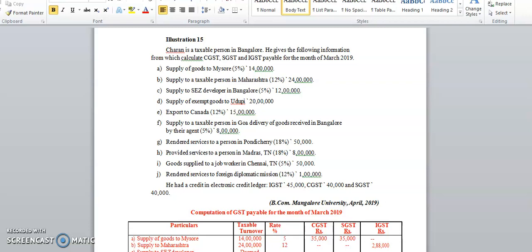Hello everybody, let me discuss a problem on input tax credit. See the problem. Charan is a taxable person in Bangalore. He gives the following information from which calculate CGST, SGST and IGST payable for the month of March 2019. We are supposed to calculate CGST, SGST and IGST payable, along with that, we are supposed to show taxable turnover calculation also.